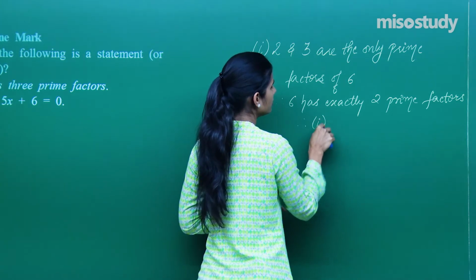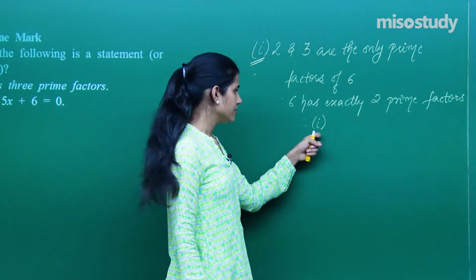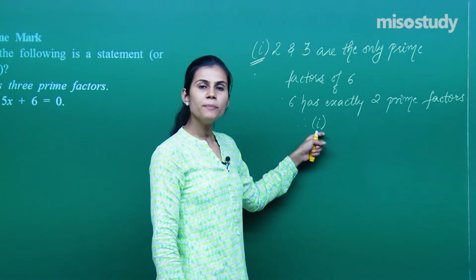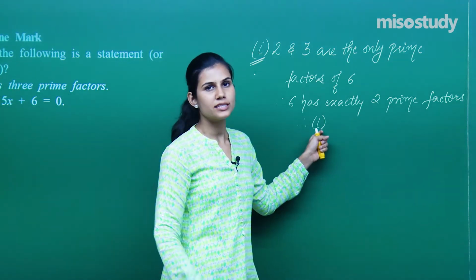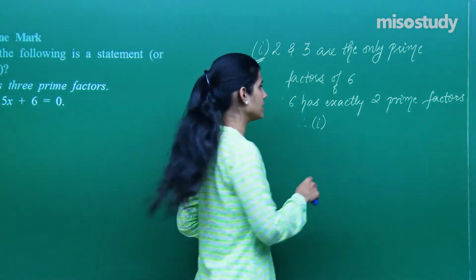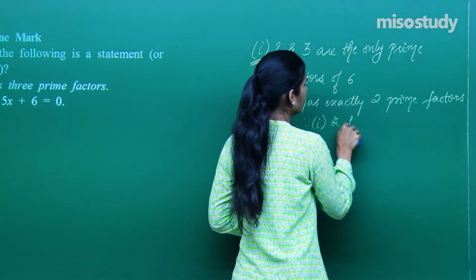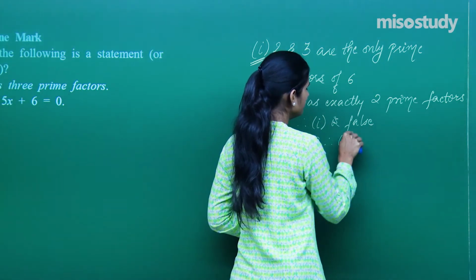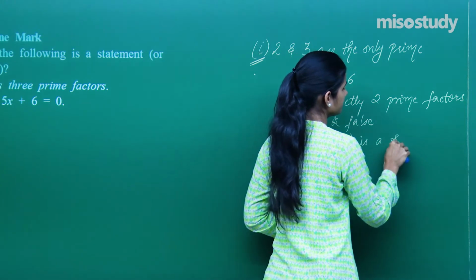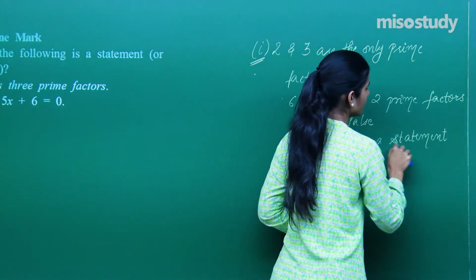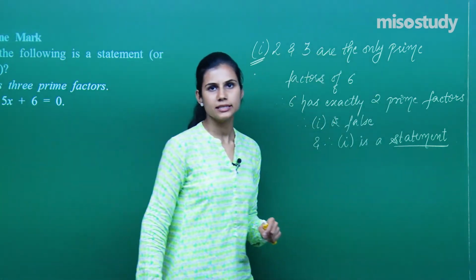Therefore 1, 6 has 3 prime factors, is a false sentence. More important than being false, important for us is that it is holding a truth value of being false, and therefore it is a statement. Therefore 1 is false and therefore 1 is a statement. It is a false sentence, therefore it is a mathematically acceptable statement.